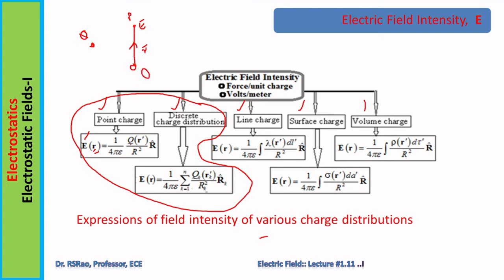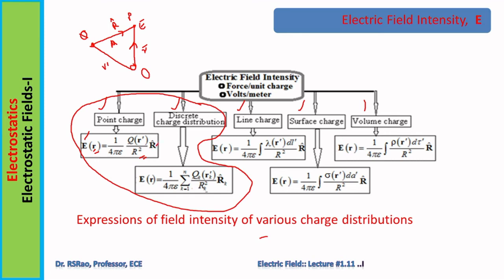The expression is 1 by 4 pi epsilon Q by r square, r cap. R prime indicates the position vector of capital Q, the position vector of the source. What is r? Of course, r is the distance. What is r cap? It is the unit vector along the vector from Q to field point P. So in all the expressions, we can see field intensity is at R, whereas the source distribution is at R prime. R prime carries the same meaning in all these expressions.